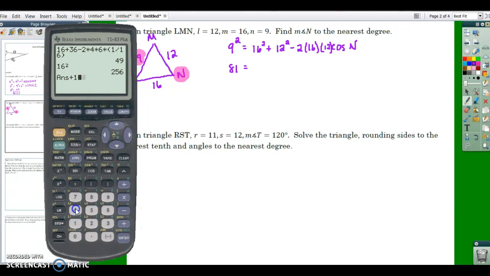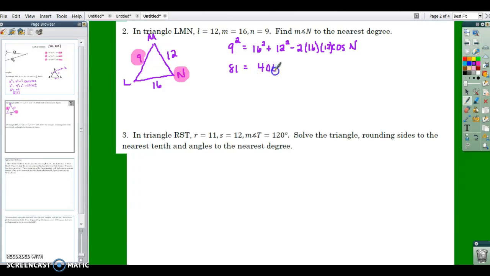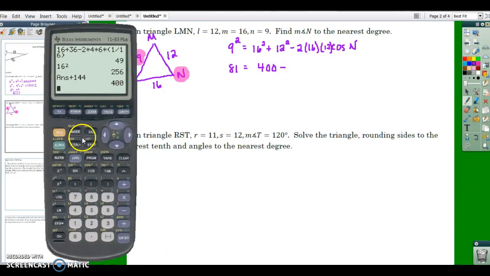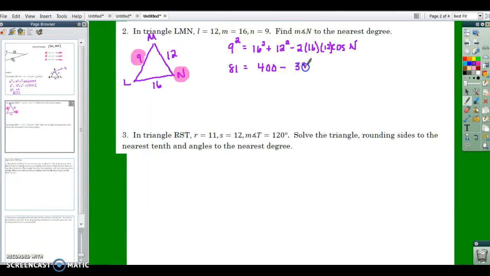256 plus 144. Okay, so 16 squared plus 12 squared would be 400 minus 2 times 16 times 12. That gives us 384 times the cosine of n.